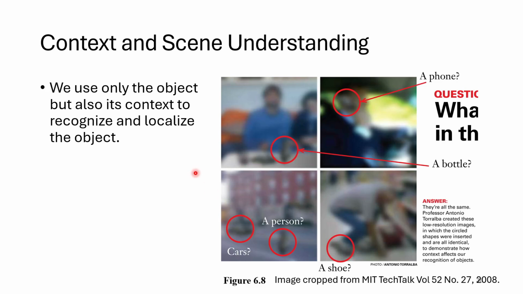Okay, so the answer is they are all the same. They are manually created. The appearances are totally the same. So how do we judge whether this is a phone or this is a bottle? We do not use only the pixels in the region. We use information from the context. Because you will see there is something on top of the desk, so it should not be a person, right? If you pay attention to this region and this region, they are totally the same. So this is also another issue for image classification.